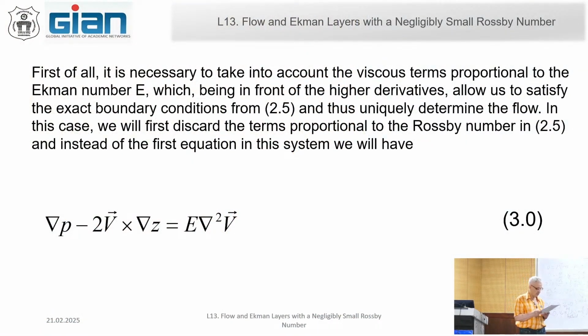So we just note that first of all, it is necessary to take into account the viscous term proportional to the Ekman number, capital E, which, being in the form of the higher derivatives, allows us to satisfy the exact boundary conditions of these 6 boundary conditions from the 2.5 initial system, and thus uniquely determine the flow. It's necessary to stress that the flow which we previously found is not uniquely determined. This is the problem. We can define it in a different way. But to remove this ambiguity, we should take into account the viscous force, because it's near the higher order derivatives.